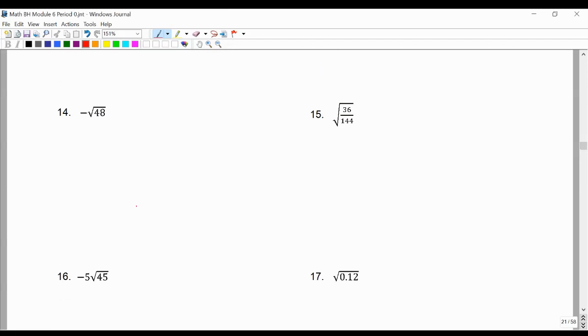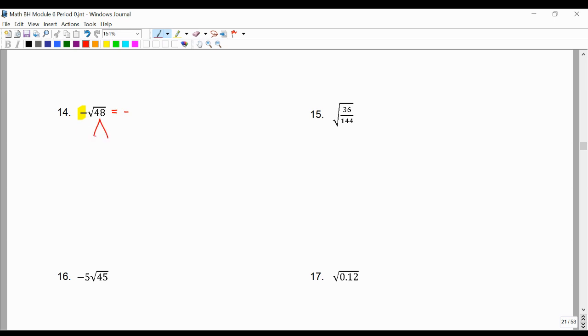We're going to look at a few more examples involving simplifying square roots. We're going to look at number 14. Sometimes we do have a negative out front, and that just means that our answer is going to have a negative. Then we just factor tree.